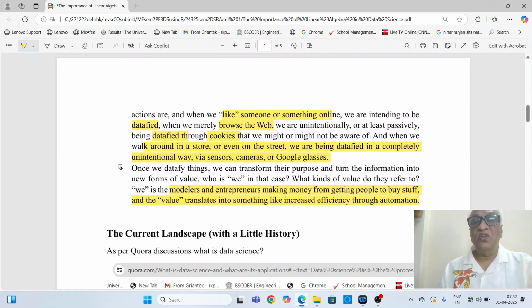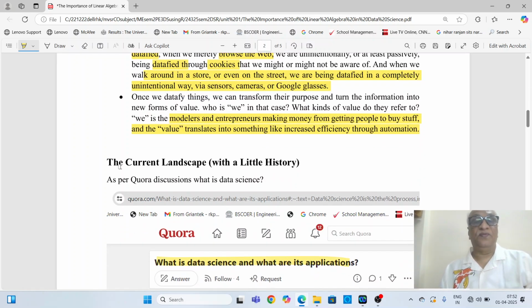Liking someone online, browsing the web, usage of cookies, walking around in a store, everything is being datafied, sometimes intentionally via sensors, cameras, or Google Glass. So this datafication leads to better value for us, and for us as the modelers and the entrepreneurs who will be making money from getting people to buy stuff.